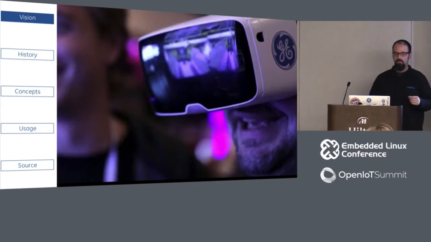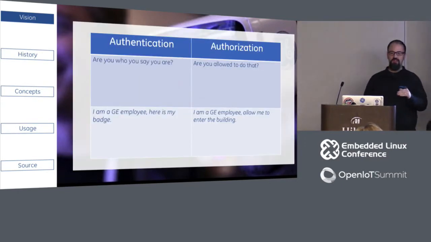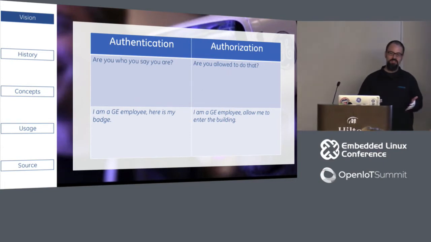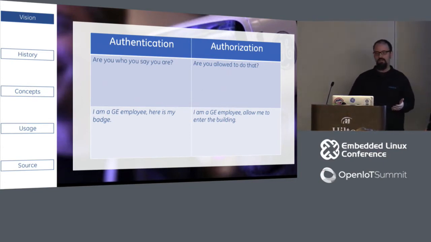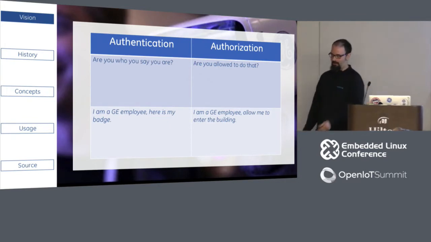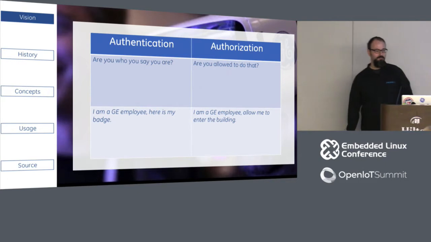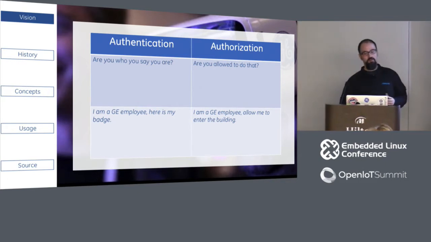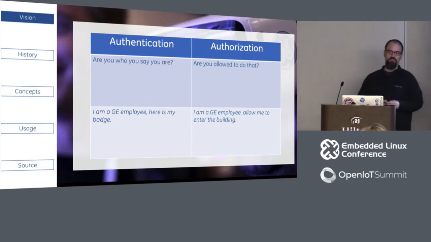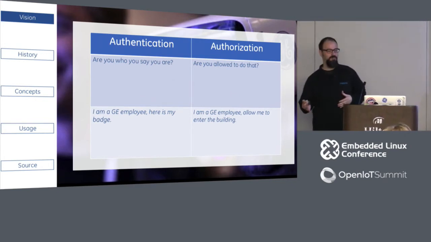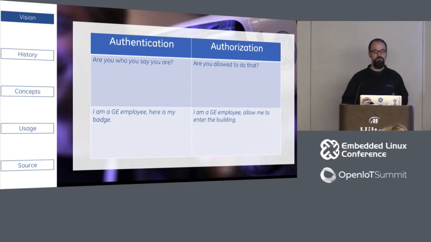So making sure that we're level set on some of the terms. Authentication, authorization, of course, we have probably heard these many times, but authentication: are you who you say you are? I am a GE employee, or I'm an attendee of this conference. I have a badge. I can prove who I am to a certain extent. And are you allowed to do that? That's the authorization concern that I'm going to be focusing a little bit more on, which is, I am a GE employee. We've already established my identity. Now allow me to enter the building.